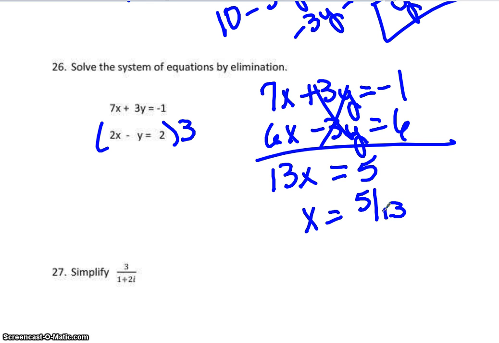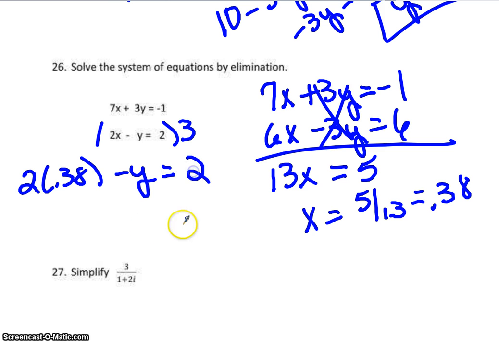Or if you want to do it as a decimal, 0.38. Take this back to either original equation and put it in for x. So if you did the second one, 2x minus 0.38 is equal to 2. Except that's not where you would put it in. Let me erase that. You're putting it in for x. So you would say 2 times 0.38 minus y is equal to 2.